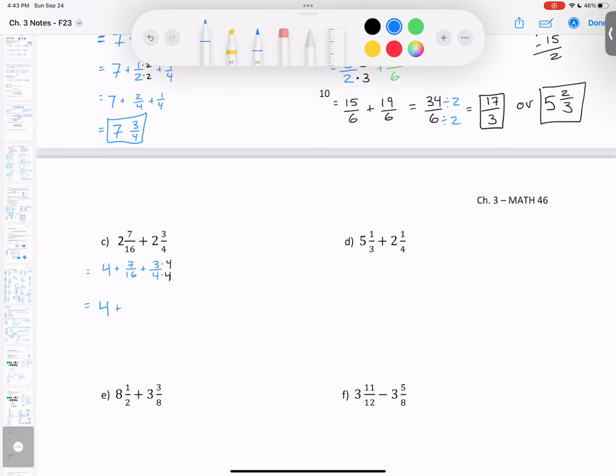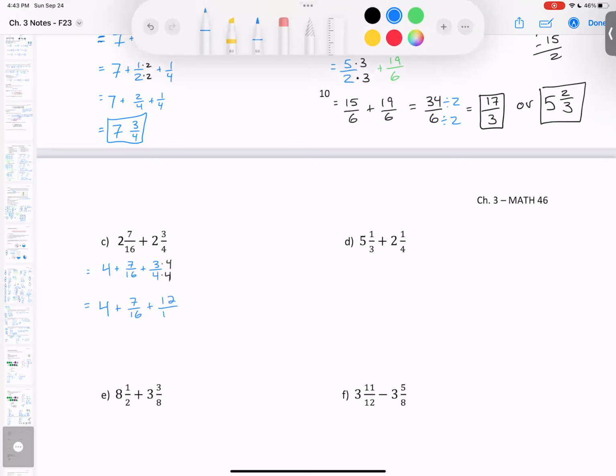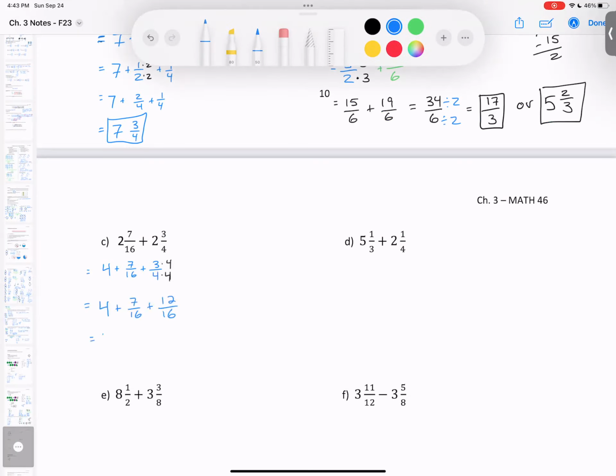So now I'm going to have 12/16 for that second fraction. Now I have like fractions, so that gives me 19/16. 19/16 is an improper fraction, which is the same as 1 and 3/16. So now I have to add 4. Here, let's do this. 4 plus 1 3/16. Now I can add up my whole numbers to get 5 3/16. So my answer here would be 5 3/16.